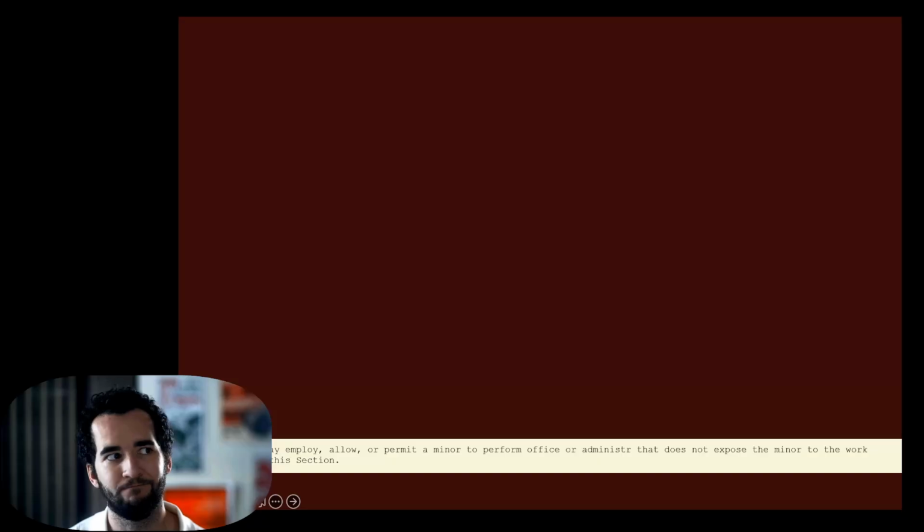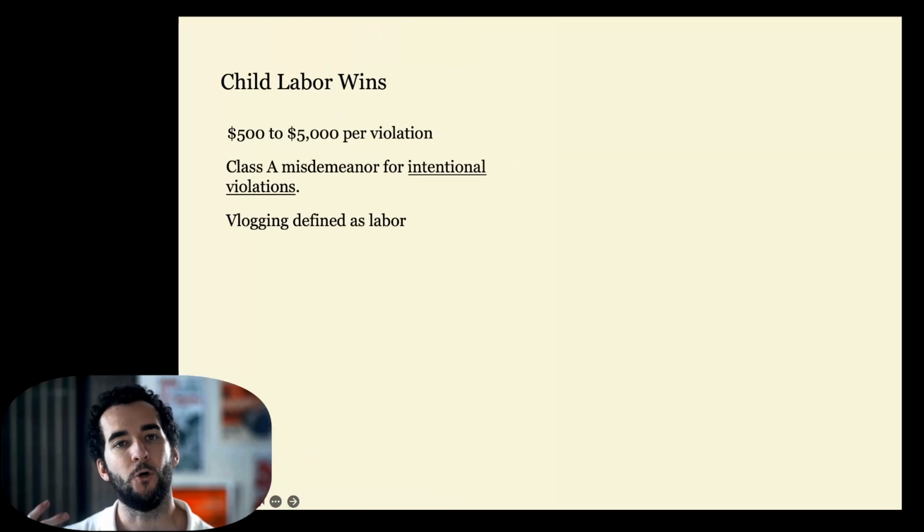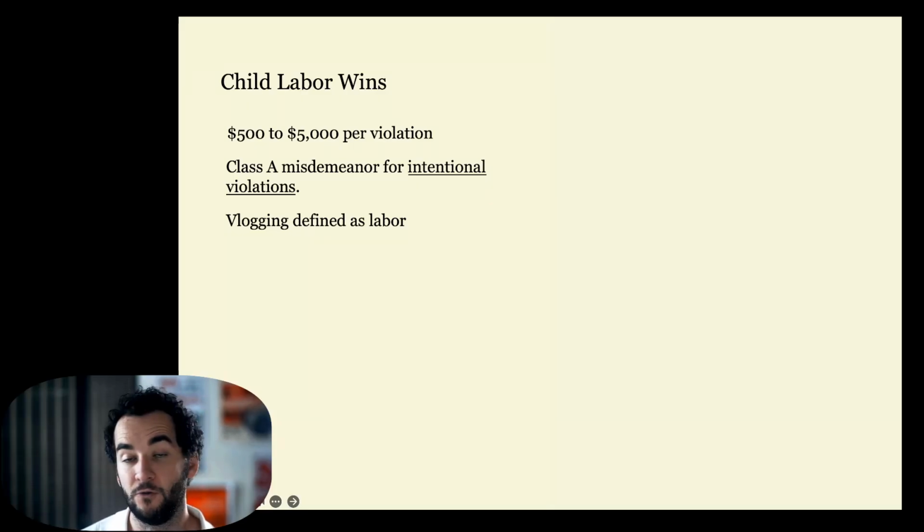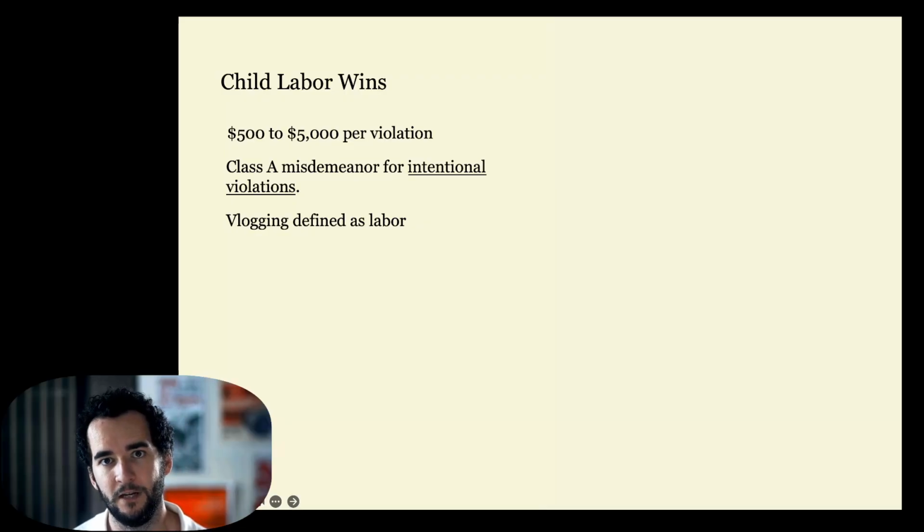So as long as you're in the back office, you can work in a strip club as a child. Oh, and finally, importantly, they misspelled administration. So I don't want to caricature this law. It did increase the fines associated with violations, as well as its classification. They introduced vlogging as a form of labor that, while limited in scope, is broadly a good thing.